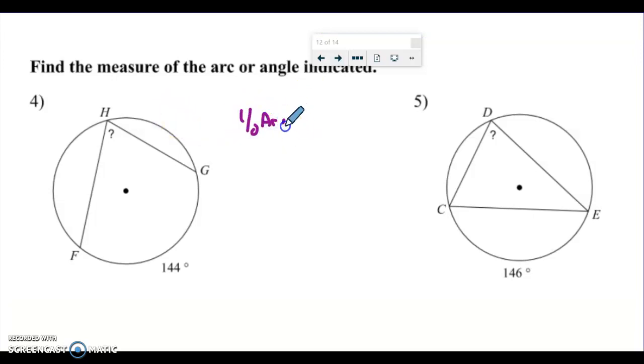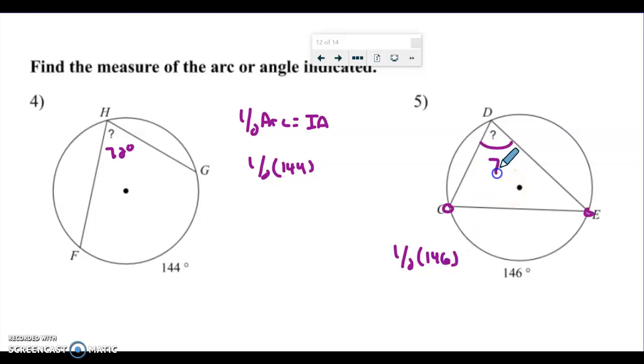Okay. So just keep in mind that when we're looking at trying to find the angle, it's half of the arc equals my inscribed angle. So in this case, we're trying to find what my inscribed angle is, so it's half of 144. So this is 72, okay? In this case, I'm trying to find out what this angle is. Arc CE is 146, so half of 146 is 73. So I'm gonna ask you guys to try these next couple ones.